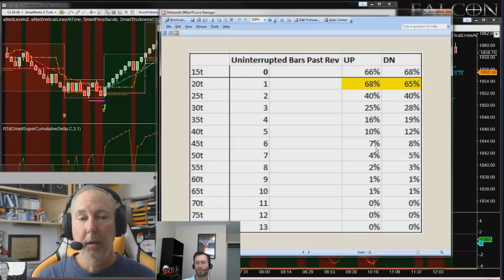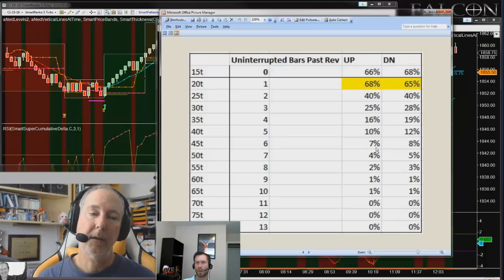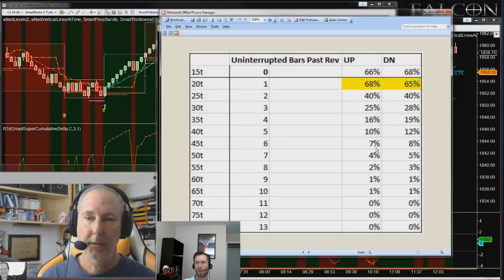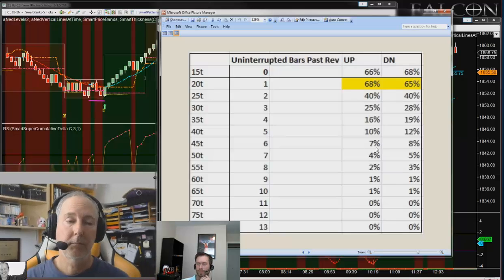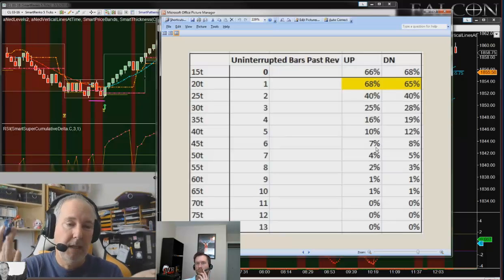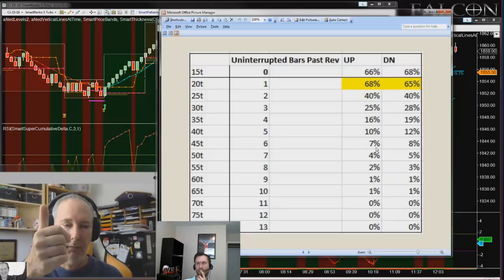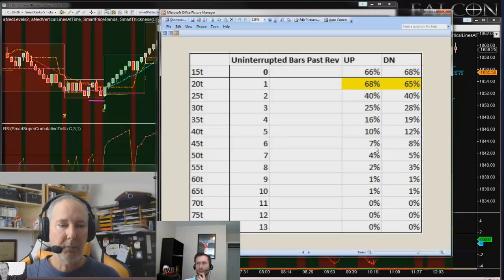So let's cover a couple of these things. Number one, I want to draw your attention to another aspect of this table, and that is 50% is random. 50% is random, right? 50-50 is even chance, right? You flip a coin, 50-50, right? But what you want is better than 50-50. Now, here's the interesting thing.